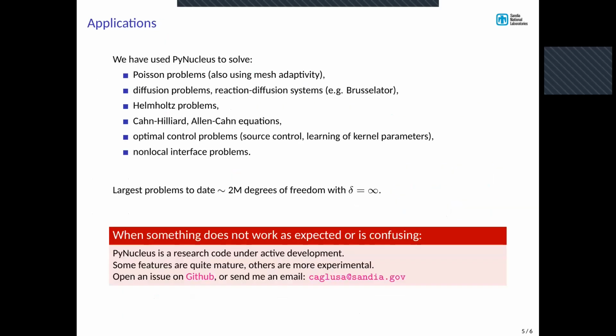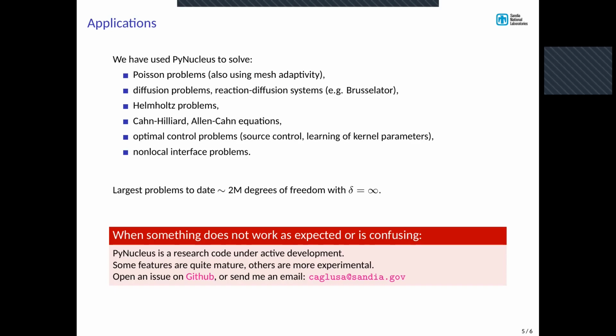Now, in the past, what have we used PyNucleus for? Well, we have obviously solved quite a lot of Poisson problems. We also did some mesh adaptivity with this code. You can solve time-dependent diffusion problems. We did some reaction diffusion systems with this. It can be used for Helmholtz problems. We did some Cahn-Hilliard and Allen-Cahn. We also did some optimal control problems. That was both optimal control for source terms, but also the learning of optimal kernel parameters. And more recently, we started looking into non-local interface problems and coupling.